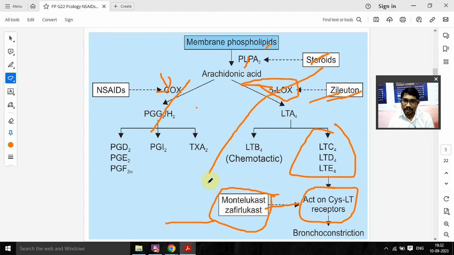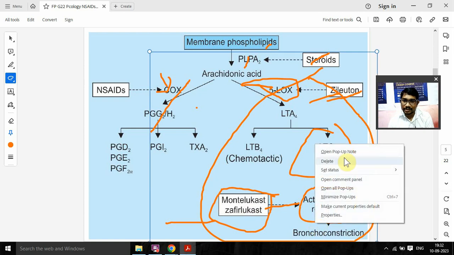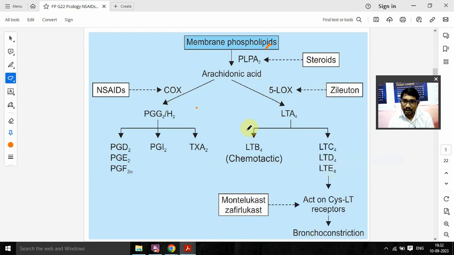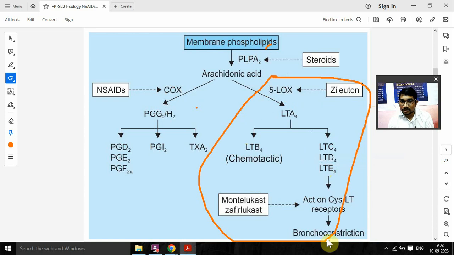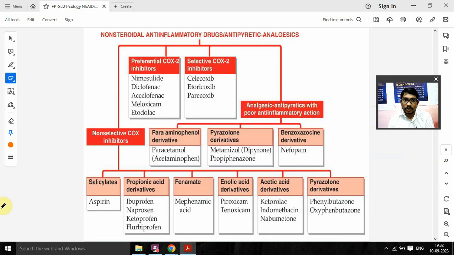These drugs are used in asthma as well as in allergic conditions. Allergic condition मतलब वही आपका anaphylaxis. So these drugs are used in allergic conditions as well as asthma. Okay, to prevent the bronchoconstriction. Is that clear? Now you can see the classification of NSAIDs.